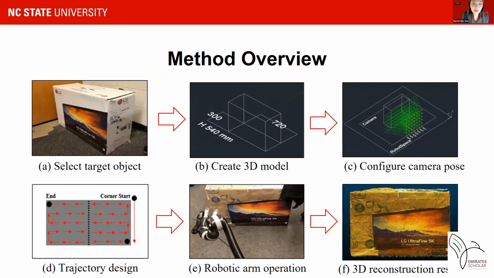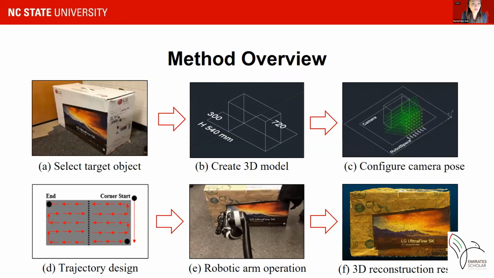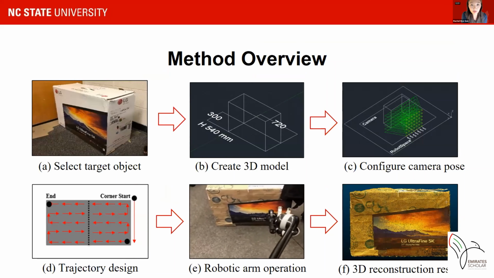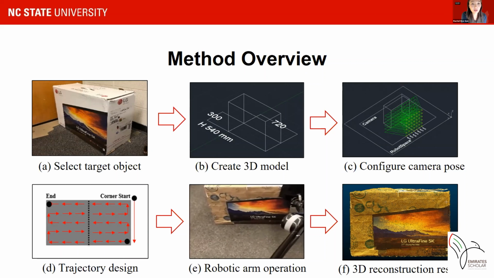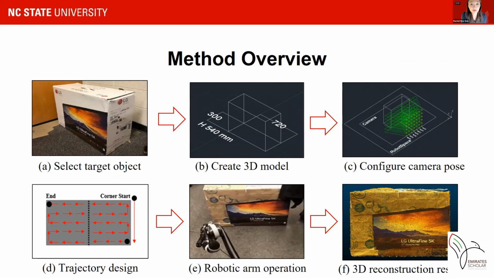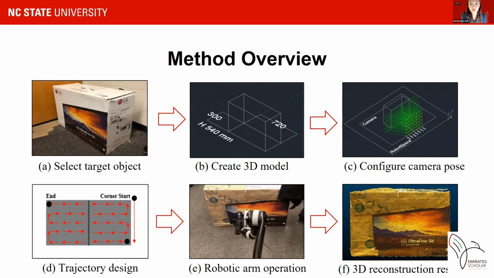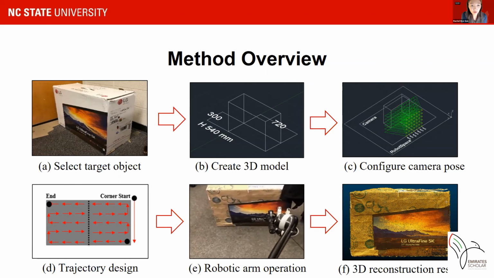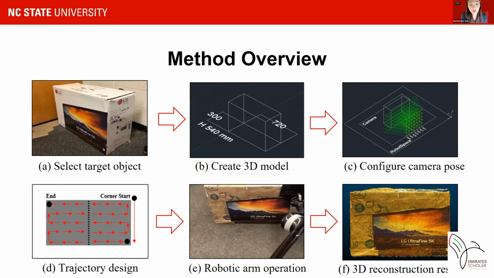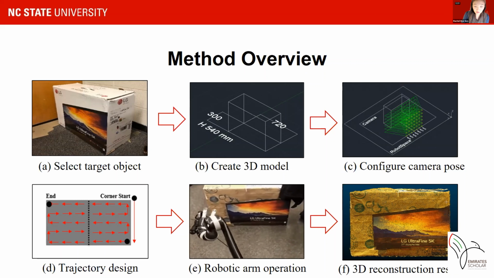Our testing method is summarized in this slide. Firstly, we choose the target object and create the 3D model in CAD. Image-taking positions based on the field of view plane were decided on the 3D CAD model, and we made a trajectory plan for the robotic arm motion. After the robotic arm takes the images, we use the images to create an as-built model.